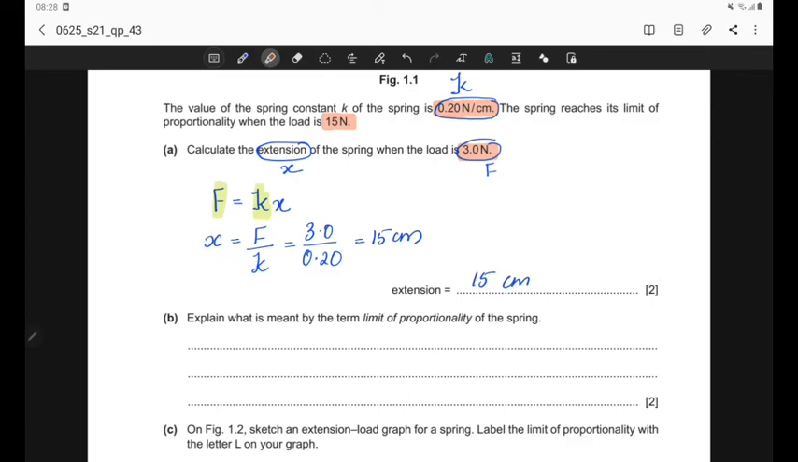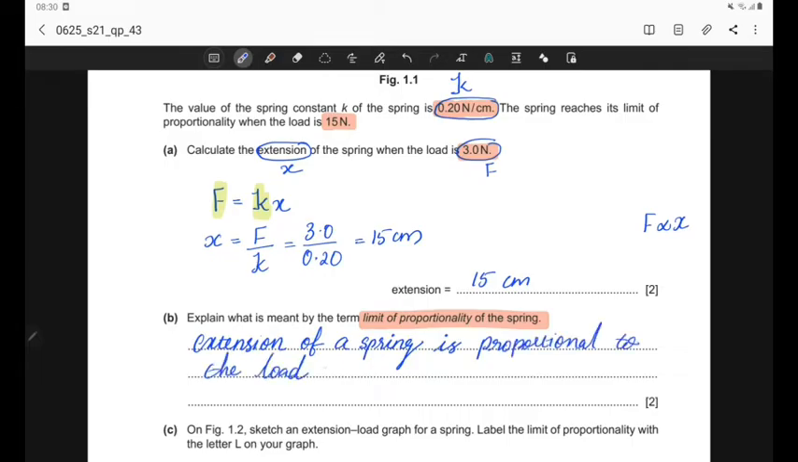Part B. Explain what is meant by the term limit of proportionality of the spring. We can explain limit of proportionality with the help of Hooke's law. In Hooke's law, it states that force is directly proportional to extension, or extension is directly proportional to the applied load or force, but only up to the limit of proportionality. After that, the spring will not obey this relation. Therefore, we can write extension of a spring is proportional to the load only up to the limit of proportionality.